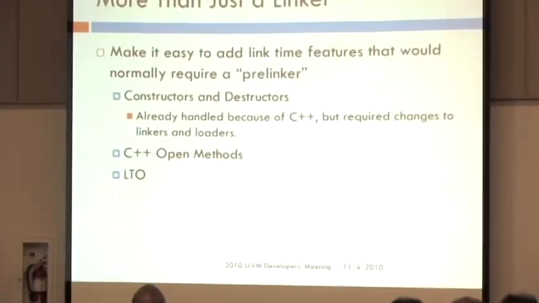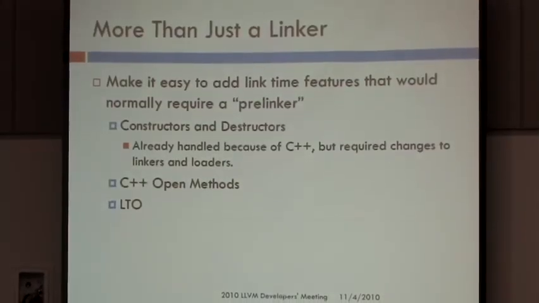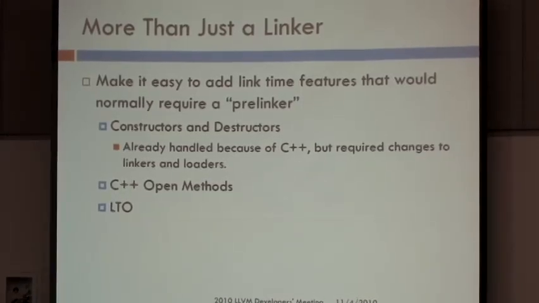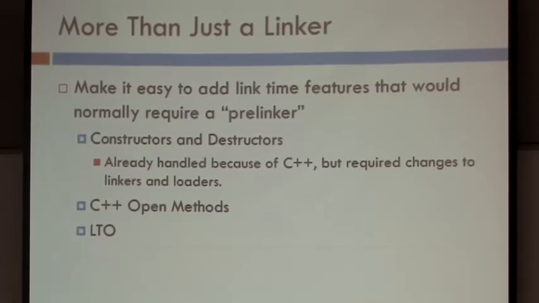And I really wanted to have more than just a library and a linker, but also provide a way to add link time features, features that have to be implemented at link time, which are generally implemented with a pre-linker. The example that I already talked about is constructors and destructors. But there's also C++ open methods, which I don't know how many people read the proposal for that. It didn't make it into the language. However, it would have required changes to the linker to implement. And then link time optimization, which we already have the libraries for, but currently only works on Darwin and with Gold.